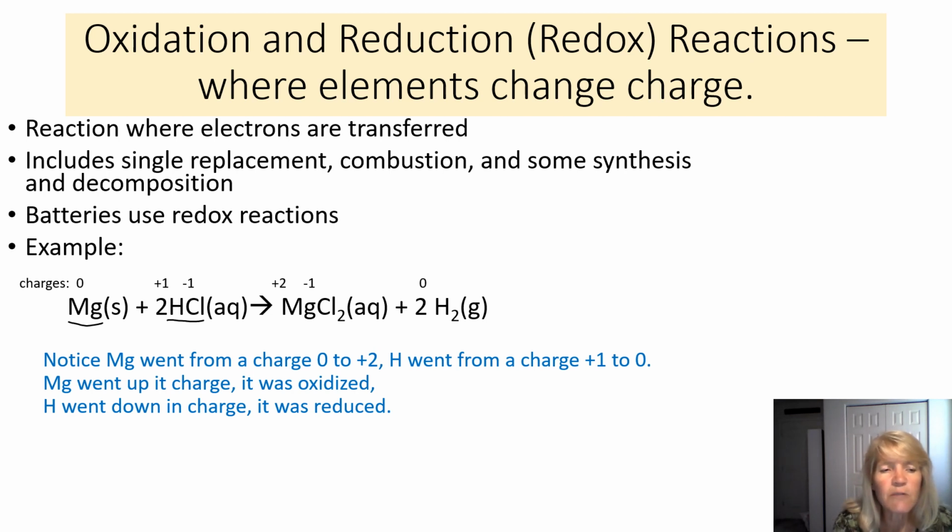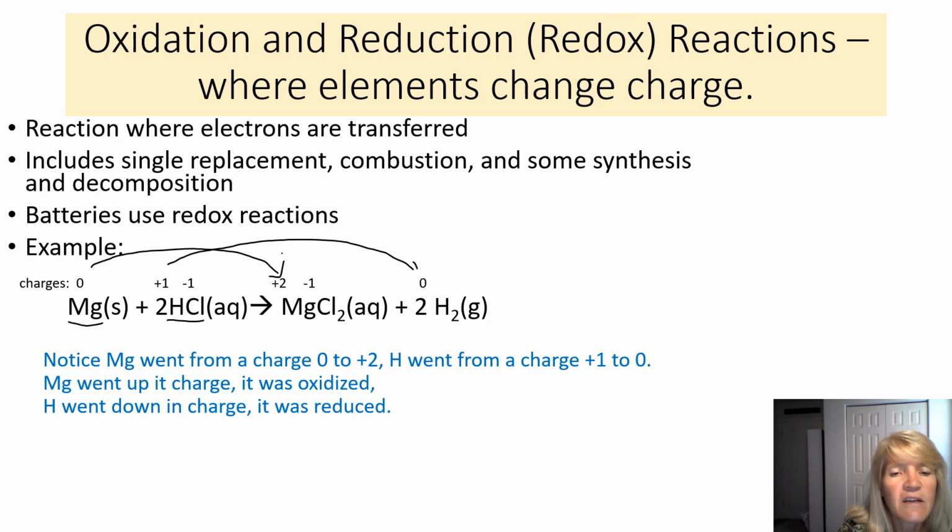And so you can see what's changed is the magnesium went from 0 to plus 2, and the hydrogen went from plus 1 down to 0. So one went up, magnesium went up in charge, it was oxidized, hydrogen went down, and it was reduced. And it always has to happen together. The electrons flow from one thing to another. And so that's an oxidation reduction where you have a change of charge. Single replacement is always a redox reaction.